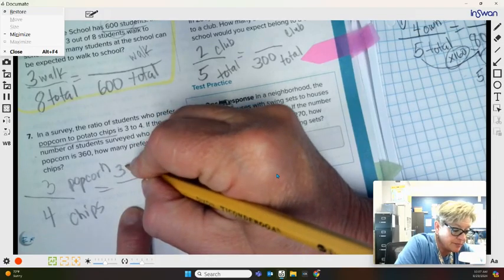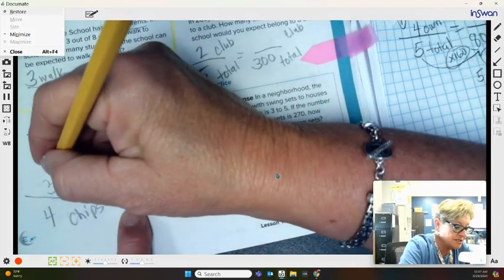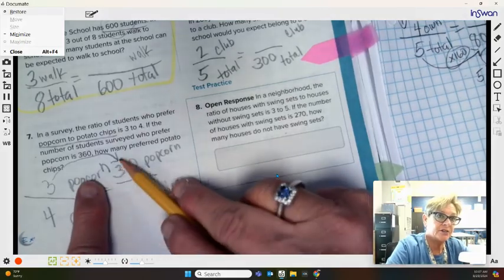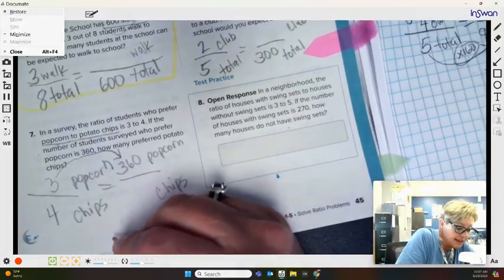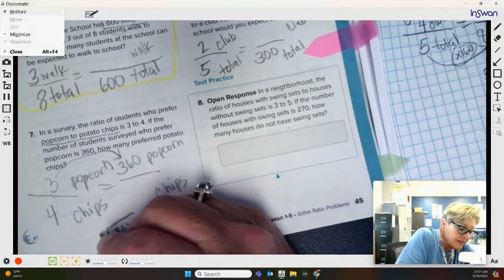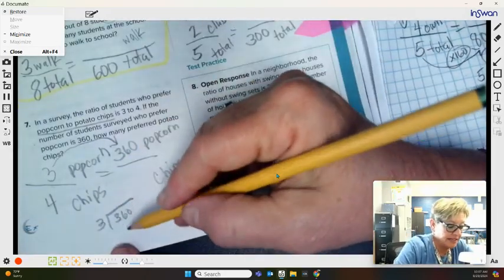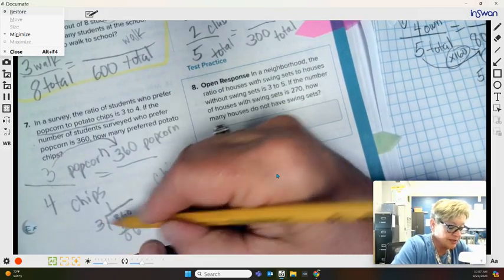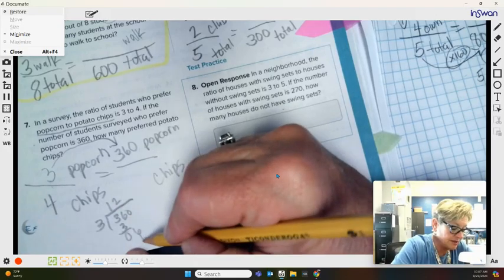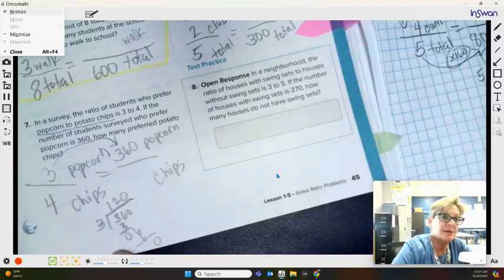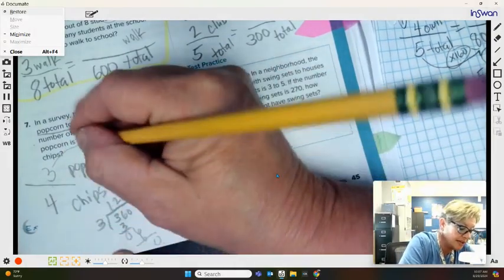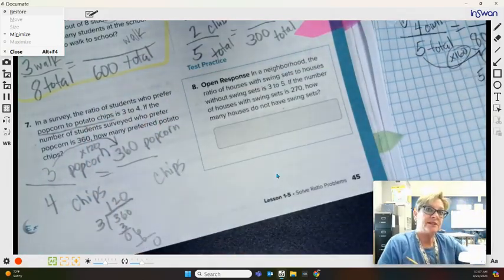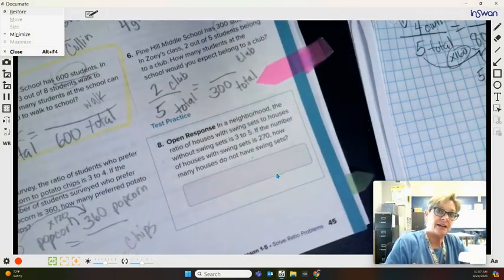So we're going from 3 popcorn to 360 popcorn. So you need to see what number times 3 is 360. So you're actually dividing 360 by 3. So when you set that up, 360 divided by 3, that should be an easy one. 3 goes into 3 one time. Bring down your 6. 3 goes into 6 2 times. 2 times 3 is 6. And 3 goes into 0 0 times. So 120 would be your multiplier. So 3 times 120 is 360, and 4 times 120 would be the chips. All right, and let's look at number 8.